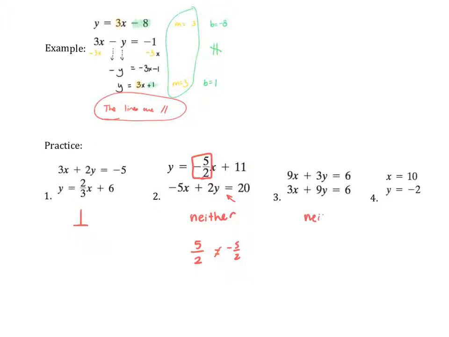Number 3 is also neither. And the last one here is clearly because this one is a vertical line and this one is a horizontal line. These are perpendicular.